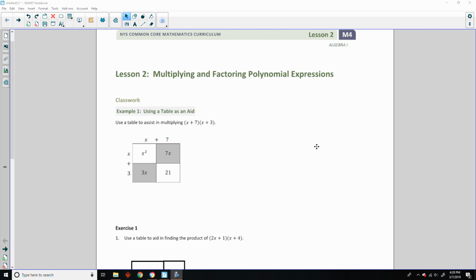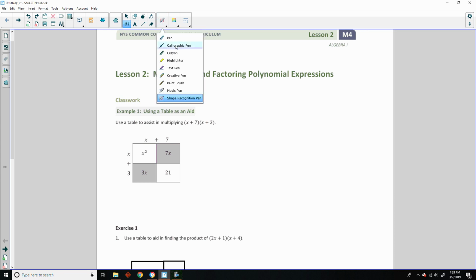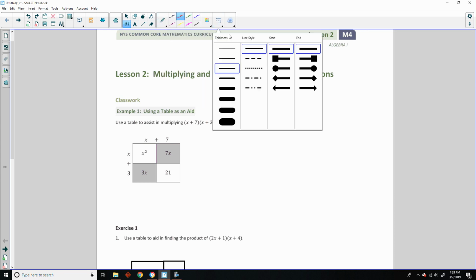Okay, it starts off with a classwork Example 1, using a table as an aid. Use a table to assist in multiplying x plus 7 times x plus 3. Okay, so they did it already for you.